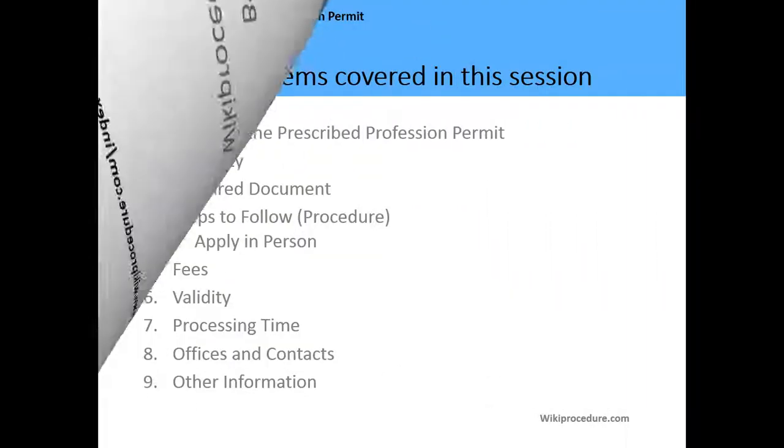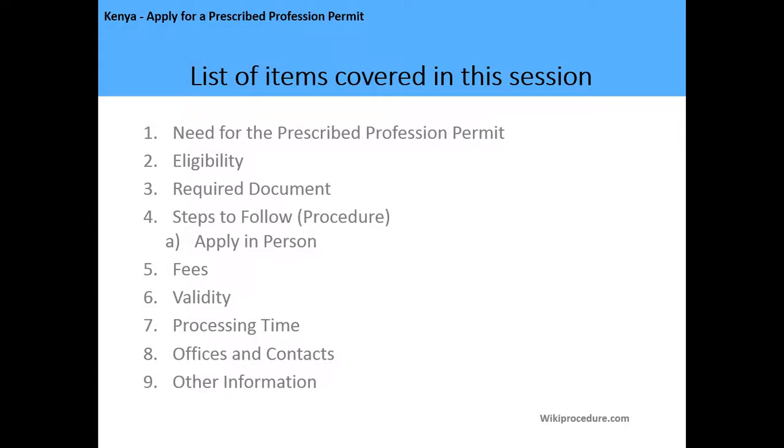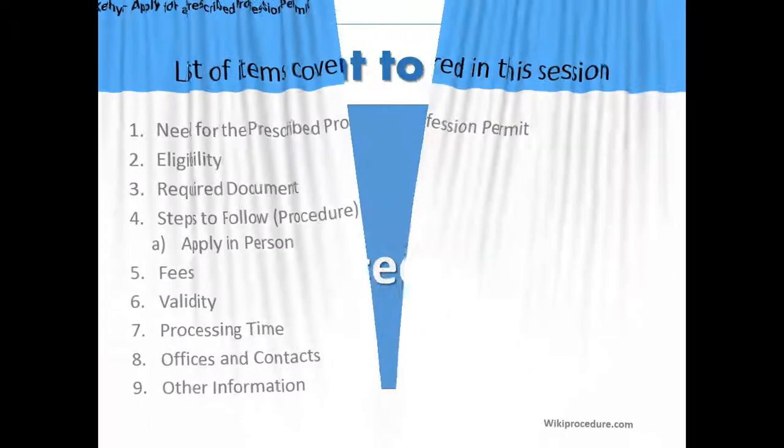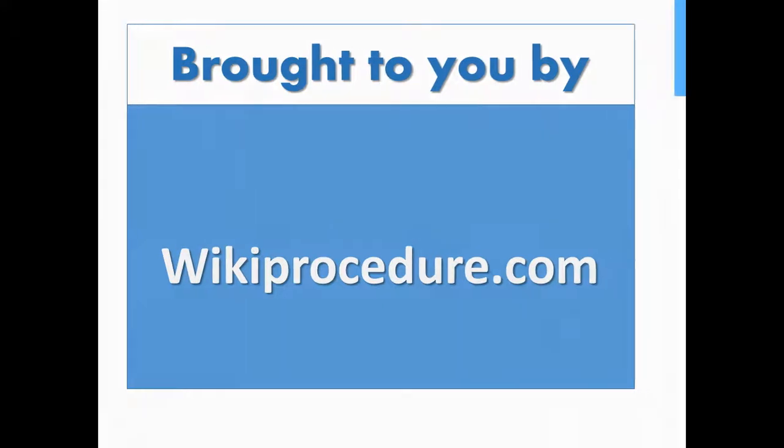The list of items which we're going to cover in this session include the need for the prescribed profession permit, the eligibility criteria, the required documents, steps to follow in making the applications, the fees, validity period, processing time, office location and contact information, and any other information that we may find relevant on how to apply for the prescribed profession permit in Kenya. So welcome to our presentation today, which is brought to you by wikiprocedure.com.